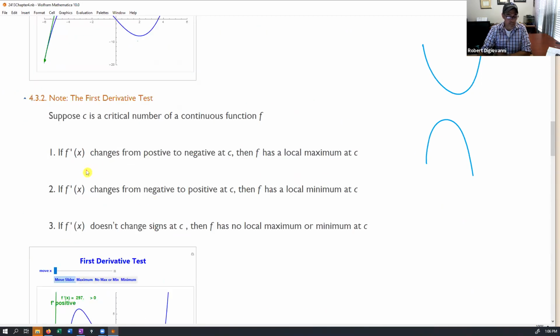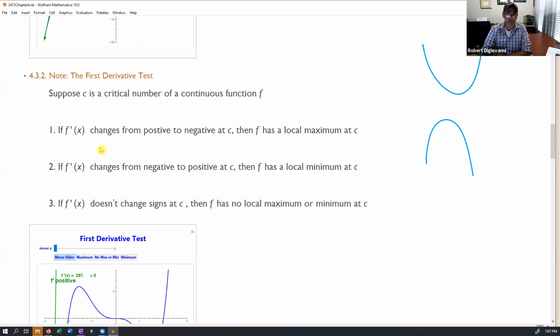Last class, we tried to figure out where a function was going up and down, increasing and decreasing. So we found the critical numbers by taking the first derivative, setting it equal to 0, and figuring out where it's undefined. We drew a number line and tested these points, right? And we'd figure out where the function is going up and down. That's what last class was about.